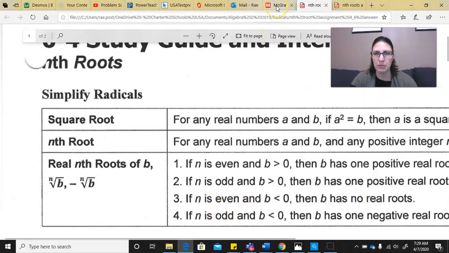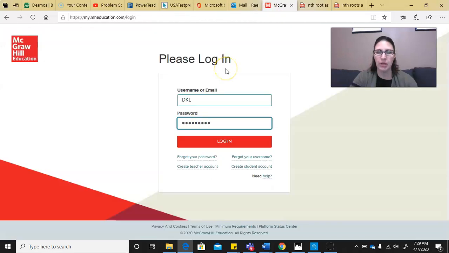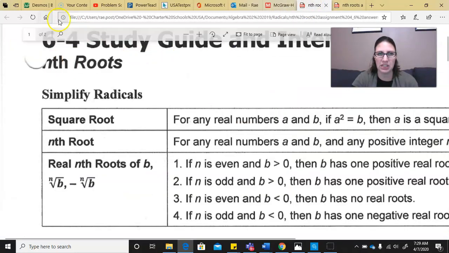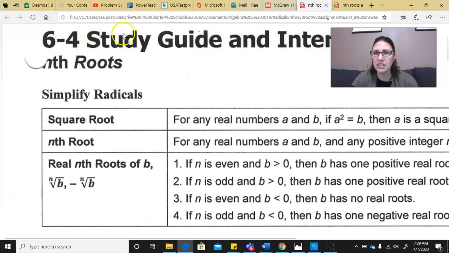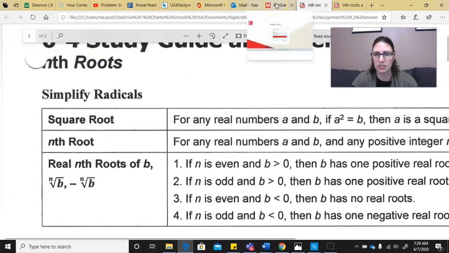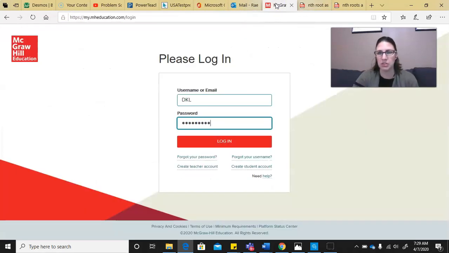But I do quickly want to go ahead and show you what the link looks like that I gave you in the post page, because this is how you log in if you want to access the online textbook, the actual big textbook that we use in the classroom. Now, you guys are always welcome to look at the lesson, and I try to post it for you as much as I can. So like this nth root lesson is actually 6-4. It's numbered as 6-4. It doesn't really matter, but it's just for finding it in your book.